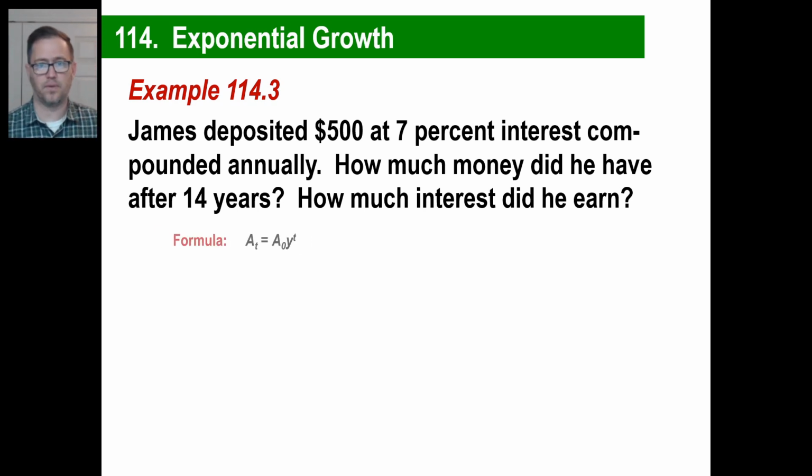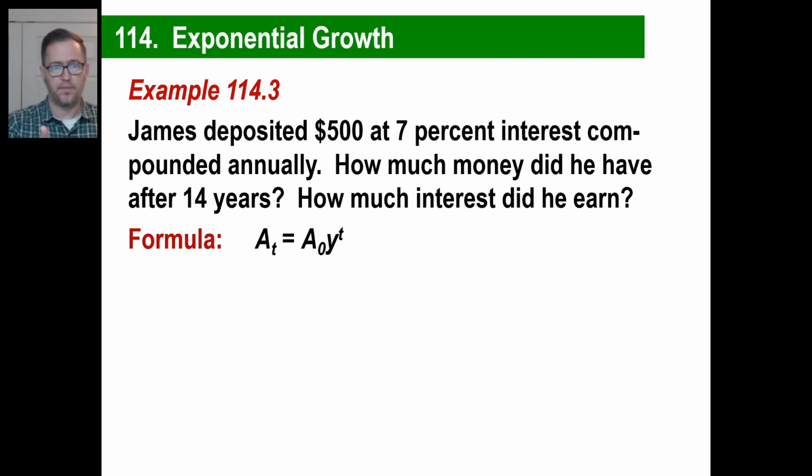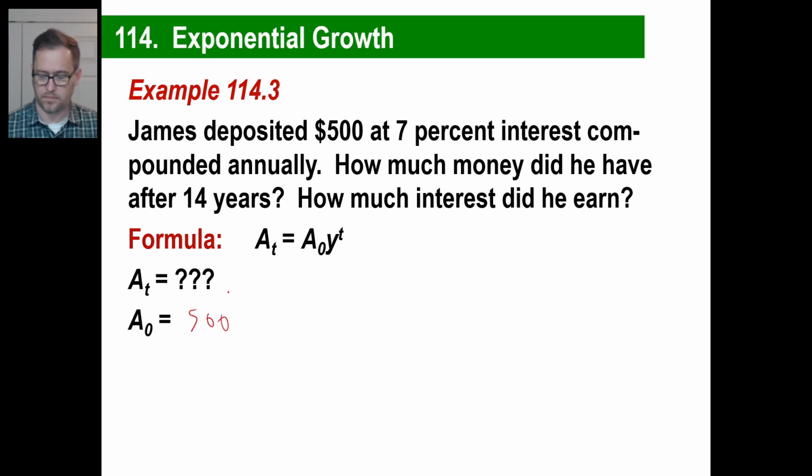He just had 500, all right? How much interest did he earn? Okay, that's the formula, and that's the amount. Let's say the amount at year 0 is going to be 500. Our A sub T we don't know. The amount at year 0 would be $500. All right, the Y sub T, well, you tell me.